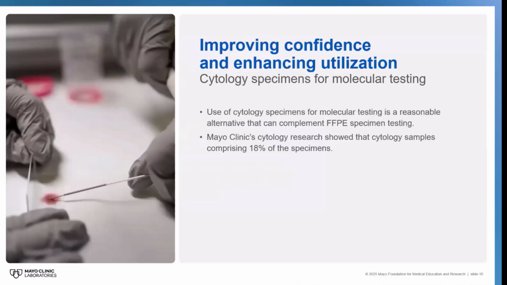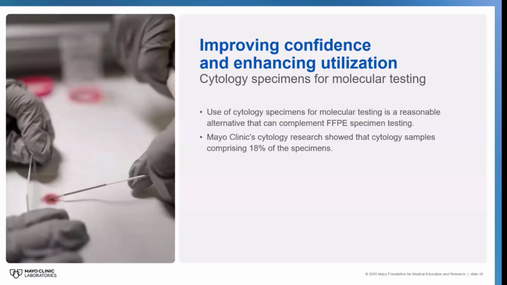Let's look at some data to see how we improve the confidence and enhance the utilization of those cytology specimens. After we validate them, we start to use those cytology specimens to do the molecular testing. When we receive a specimen, if it's an in-house cytology case, we get all the materials, including the stained slide, the unstained slide, the block, including the FFPE slides, and the smear slide, and we evaluate everything.